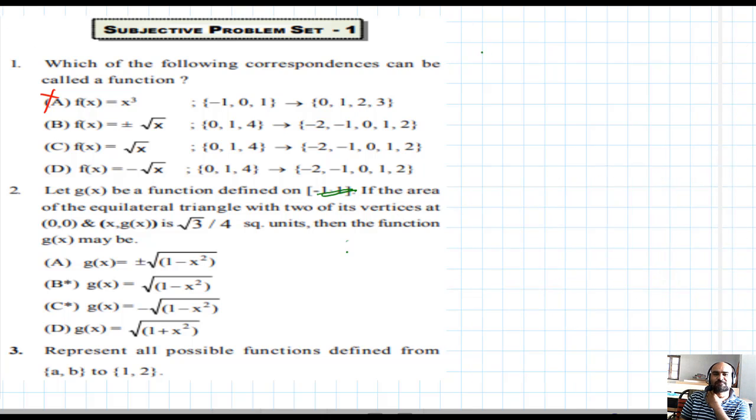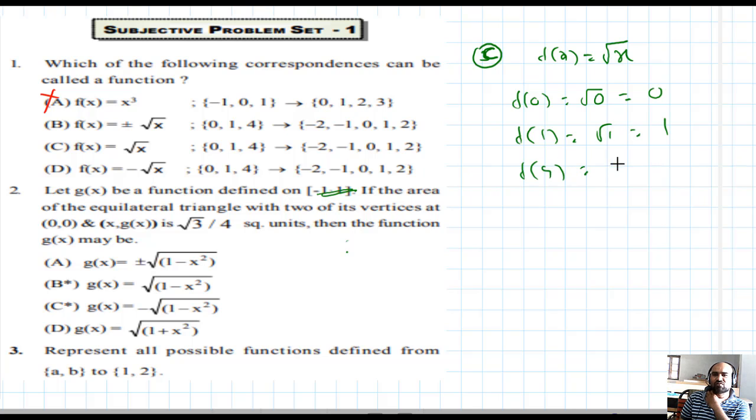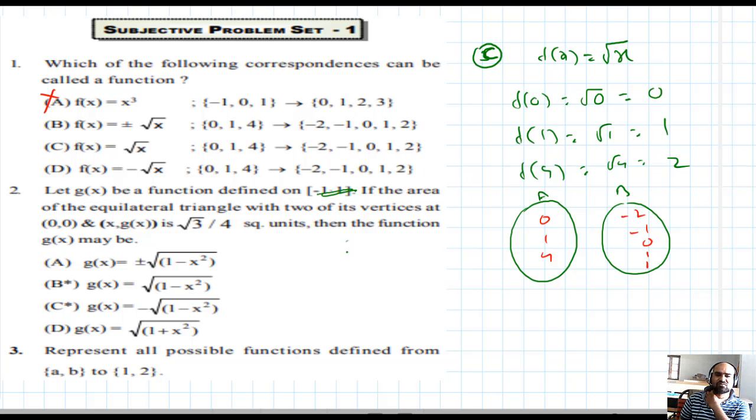Another one, students, C. f of x equal root x. f of 0 I want, that is root 0, 0. f of 1, root 1, that is 1. f of 4, root 4, that is 2. Students, this is A, this is B. A having 0, 1, 4. B having minus 2, minus 1, 0, 1, 2.